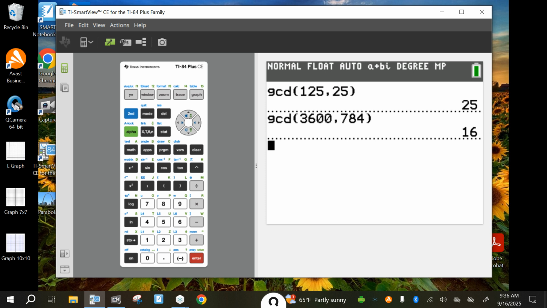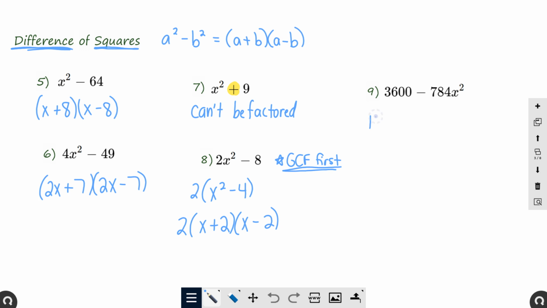So what's the GCF with those two numbers? So let's divide both of those numbers by 16 and put what's left. So what's 3600 divided by 16? 225 minus what's 784 divided by 16? 49.